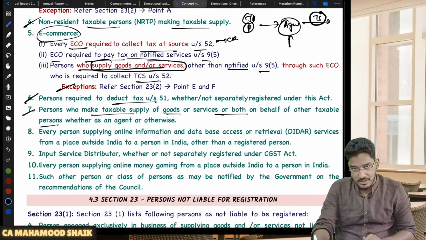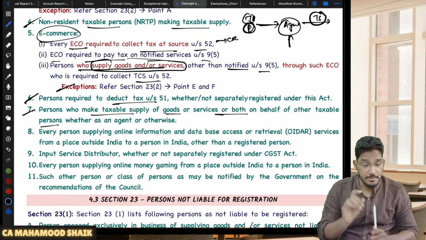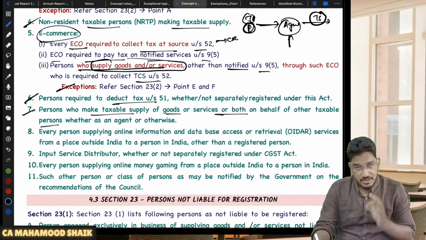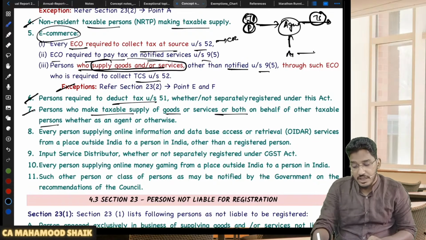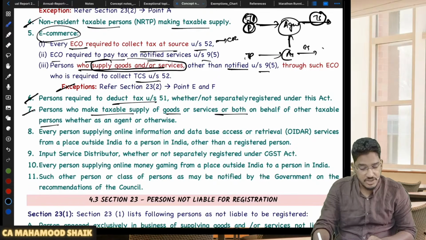They must be making taxable supply on behalf of a principal who is a taxable person. So when mandatory registration will come into picture here, if you are such an agent who is making a taxable supply on behalf of another taxable person, then only compulsory registration. If you are an agent making an exempt supply on behalf of a taxable principal, will you be liable for compulsory registration? No.